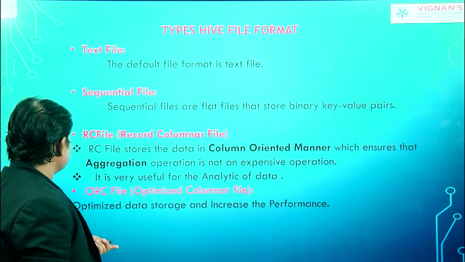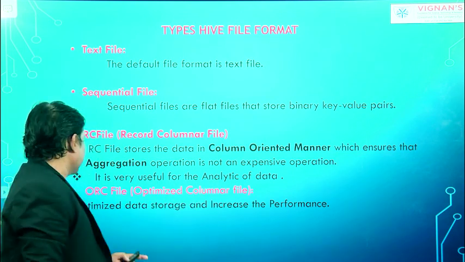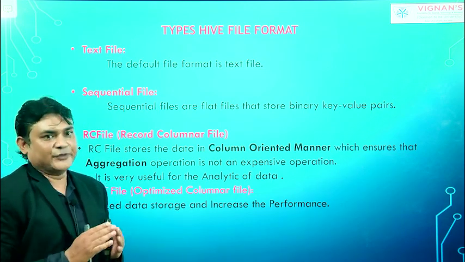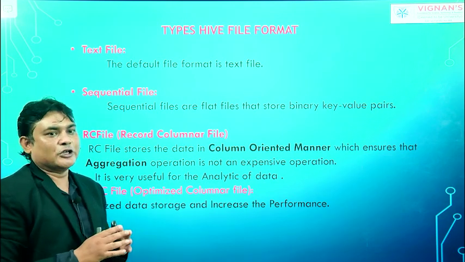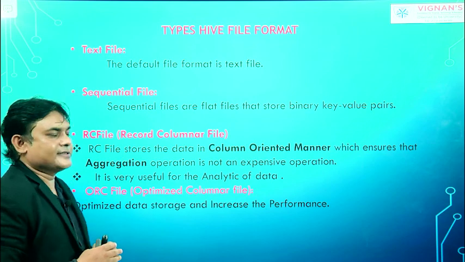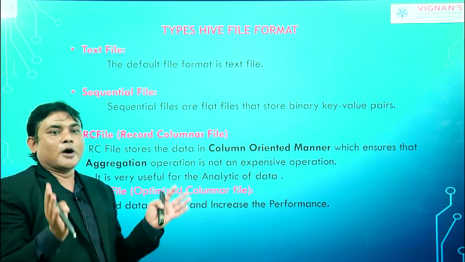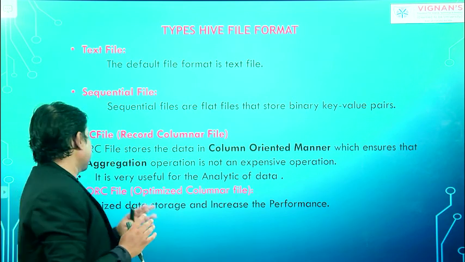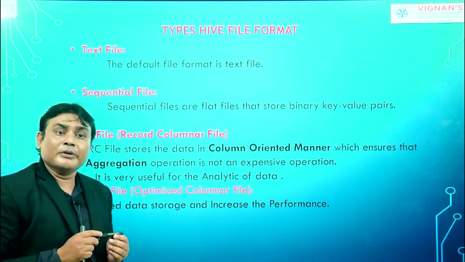The next is called the ORC file, which is the optimized columnar file. This kind of file is basically used to optimize the data. If you have a huge amount of data and you want to optimize it to increase the performance of your system, we have to use the ORC file, so that all data is optimized without changing the content of the data. That is called the ORC file.